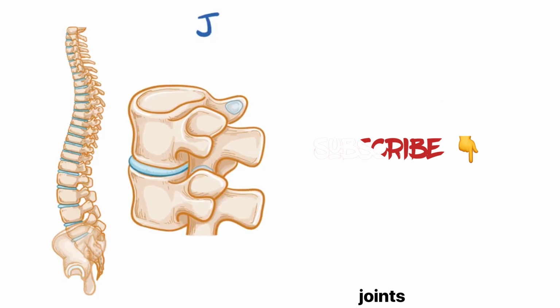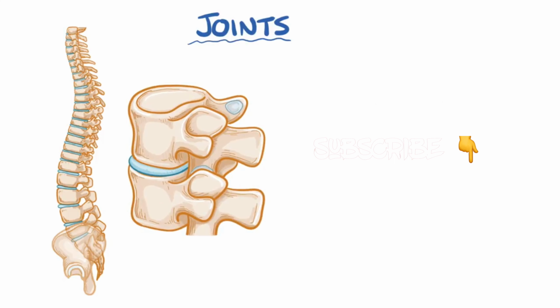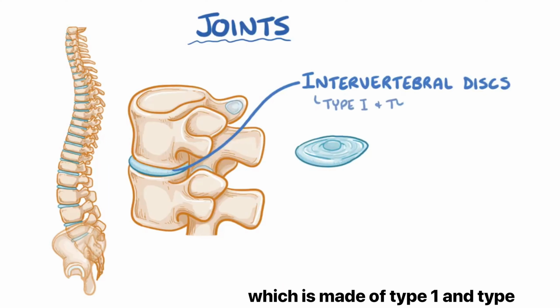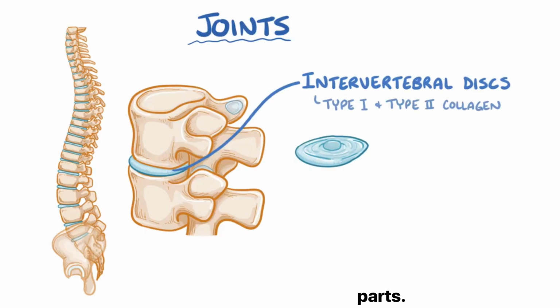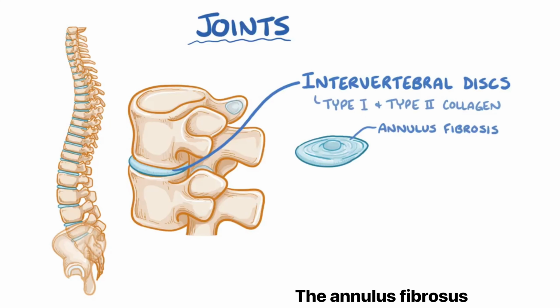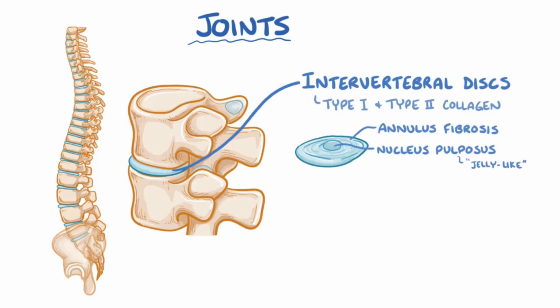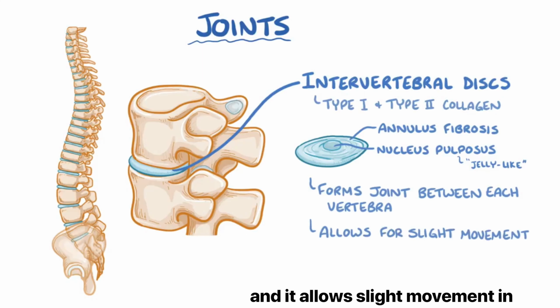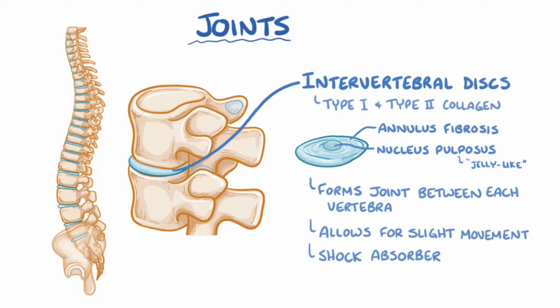Now, there are 2 types of joints between the vertebrae. Between each of the vertebral bodies is an intervertebral disc, which is made of type 1 and type 2 collagen, and has 2 parts, the annulus fibrosus, an outer fibrous ring, and the nucleus pulposus, an inner jelly-like substance. This disc forms a joint between each vertebra, and it allows slight movement and acts as a shock absorber.